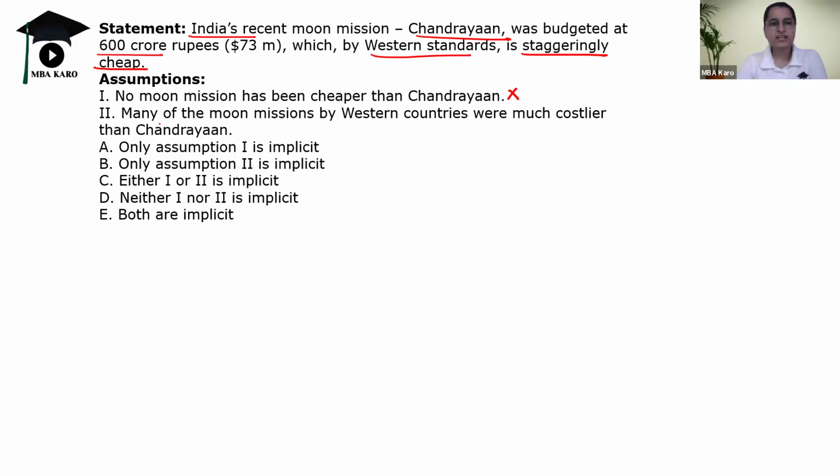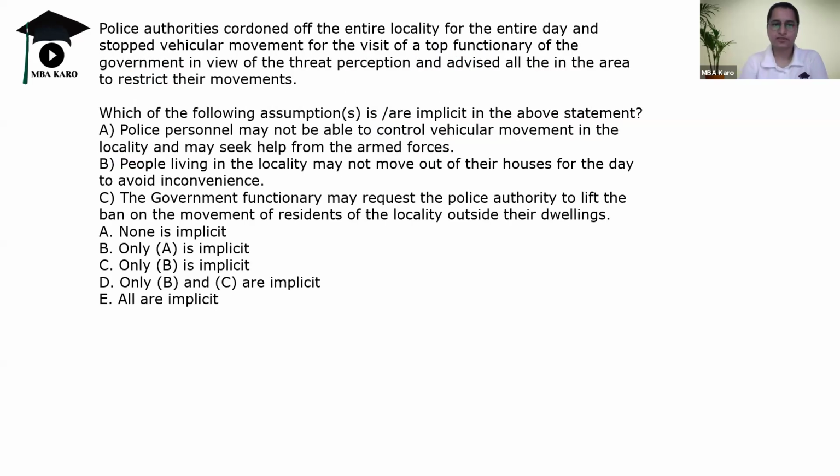Okay. Second, many of the moon missions by Western countries were much costlier than Chandrayaan. Why can we assume this? Because by Western standards, this moon mission, Chandrayaan, is staggeringly cheap. So this assumption supports our statement. So only the second is implicit. Next. Till now we had two assumptions and we were selecting from them. Now we have to select from three of them.